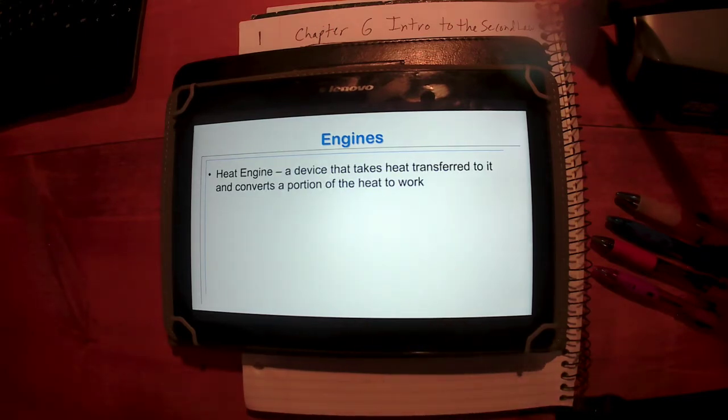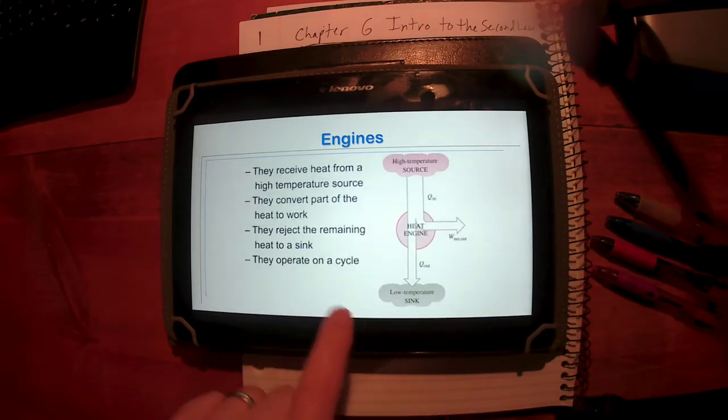However, a heat engine is a device that does just that. A heat engine is a device that will actually consume heat from a power supply or from a heat source and actually convert some of that heat into useful work.